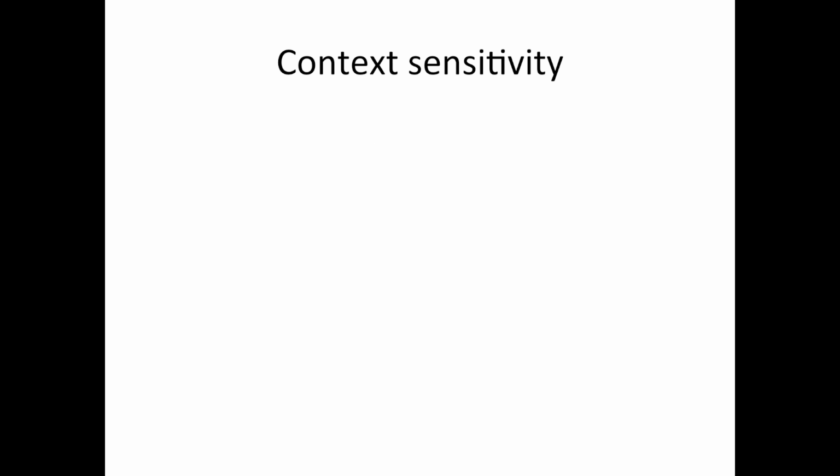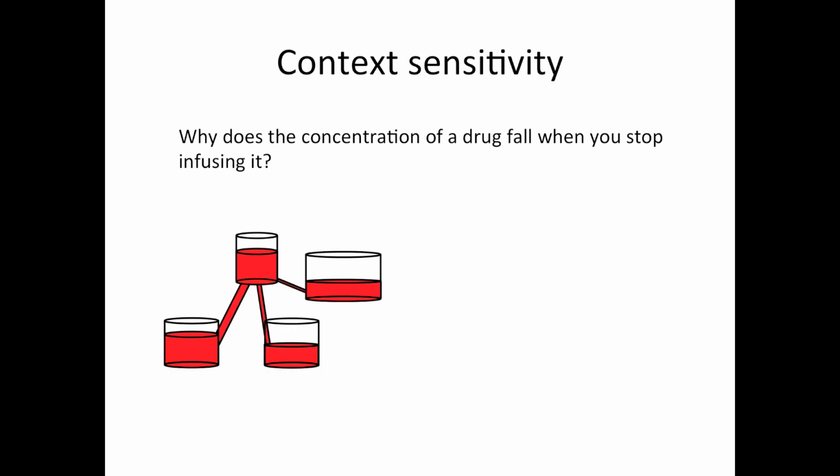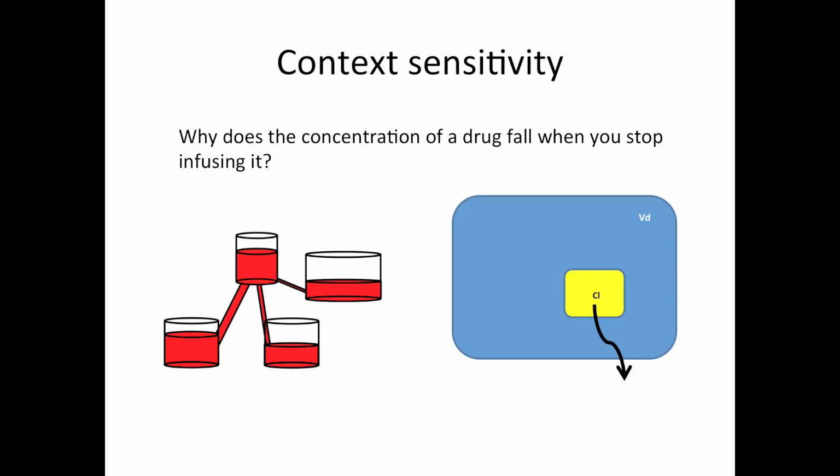Finally, we're going to talk about context sensitivity. So the question is, why does the concentration of a drug fall when you stop infusing it? Well, it's a combination of distribution and elimination. The balance of importance of these depends upon how long the infusion has been delivered, and as a consequence, how full the peripheral compartments have become.